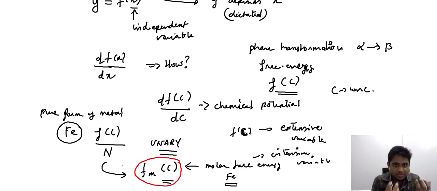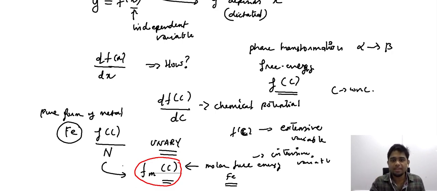In this case, our specific problem was in a unary system. I wanted to see how the concentration, the independent variable, influences the dependent variable, the free energy, in the unary system, and we saw that this relation can be quantified by considering the ratio with respect to the number of components that exist.